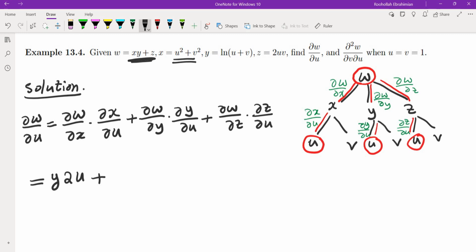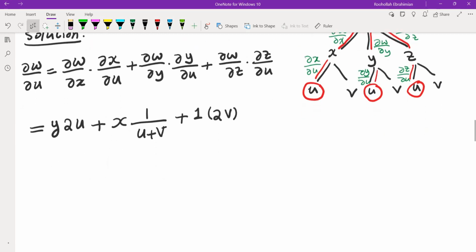of this one with respect to y, partial of that with respect to y, so that's x, times partial of y with respect to u. So y is natural log, derivative of that is 1 over u plus v, and the inside is u plus v, so the derivative of u plus v is just 1, plus partial of w with respect to z, which is 1, times partial of z with respect to u, which is 2v. So this is partial of w with respect to u.